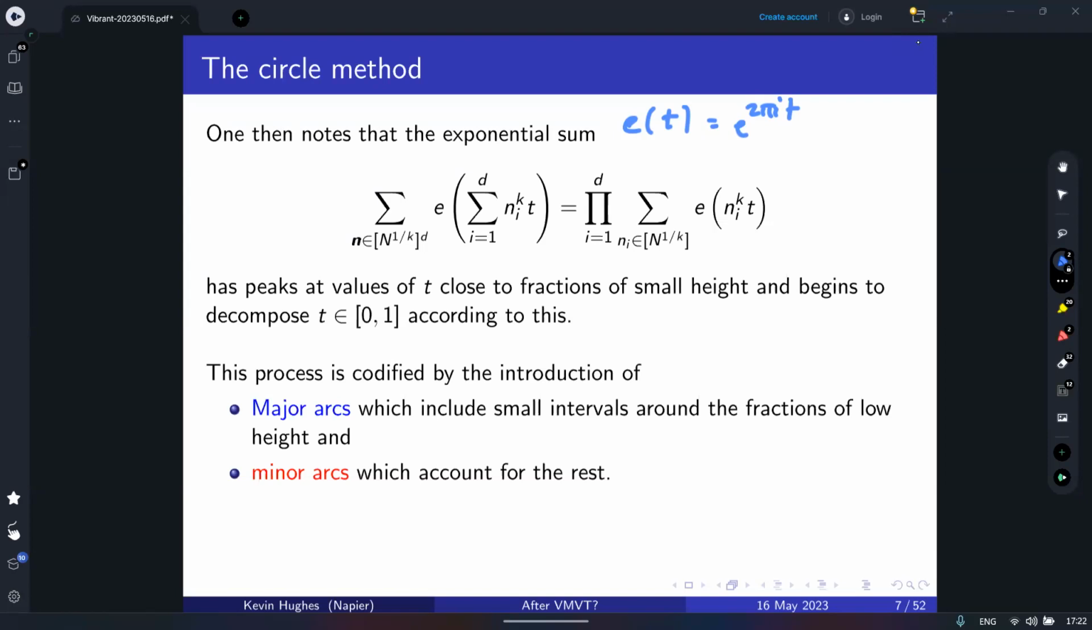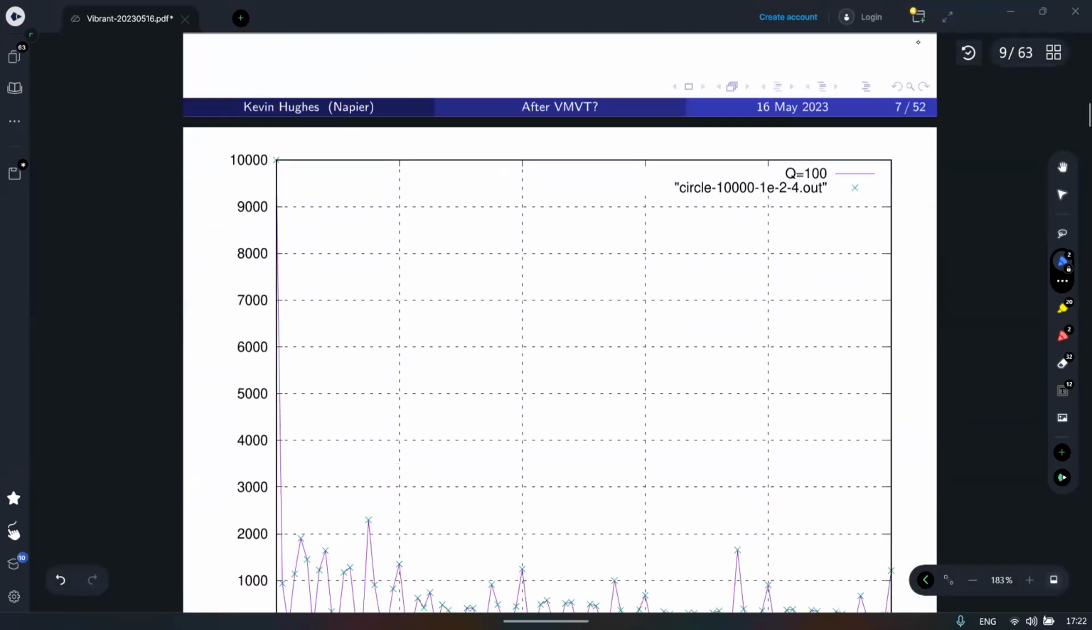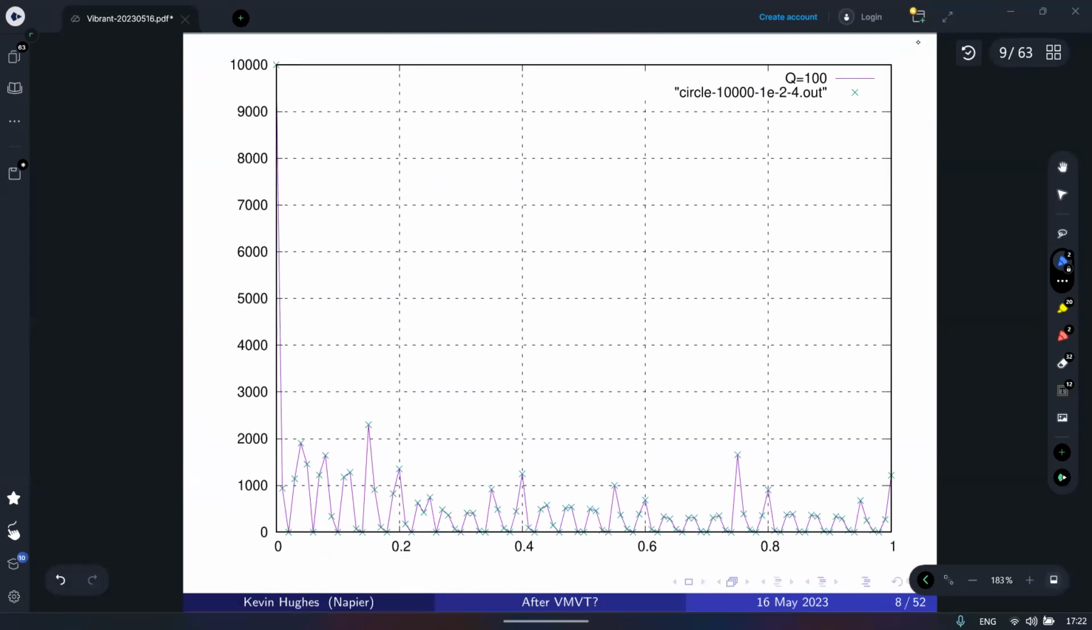And these major arcs, the way I think about them is they're sort of low frequency information. In contrast, the minor arcs are high frequencies. And the high frequency information is something that oscillates quite a lot and is basically noise. It cancels itself out. But these major arcs have all the content. They're going to be what gives you the asymptotic. Okay, so without going into the technical details of that, I just want to show a couple of pictures to give you an idea.